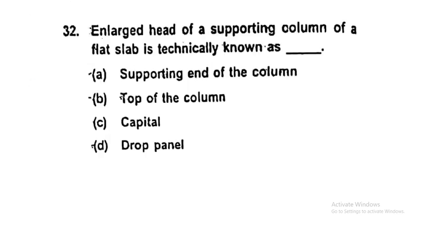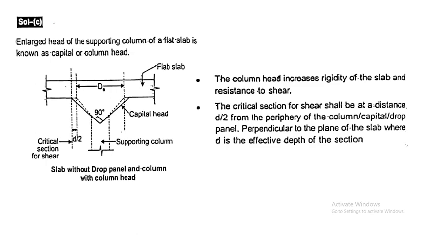Next one, question number 32. Enlarged head of supporting column of a flat slab is technically known as. Enlarged head means which one? Let me show you. You can see, the options are capital or column head. Which one are they asking? This one, right? They are asking about this enlarged portion from here to here. What will they call this one? So this is called the capital or column head, the enlarged head of the supporting column.